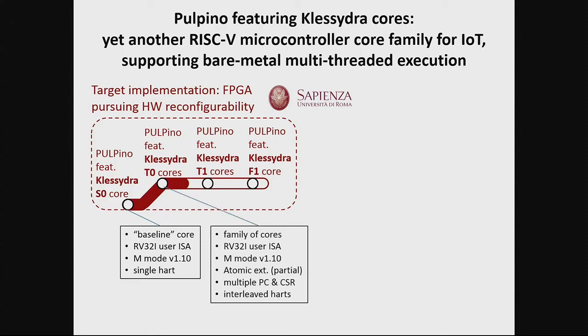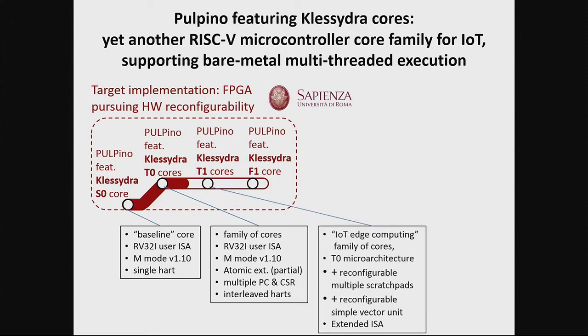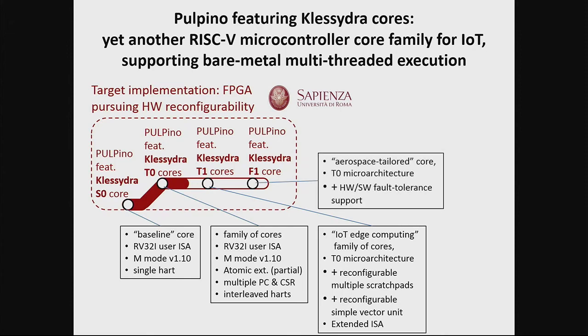T0 is itself a family of cores, in that it is a parameterized design. It introduces a form of multi-threading by having multiple program counters in the same core and interleaving the harts, a small number of harts in the pipeline. T1 is going to introduce a reconfigurable scratchpad memory subsystem and reconfigurable acceleration units, while F1 is going to address fault tolerance for space applications.